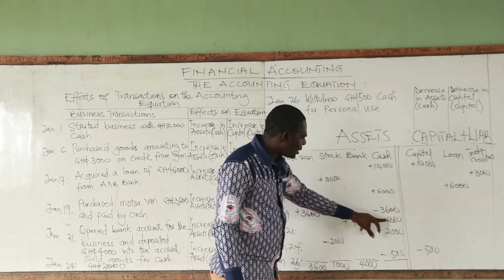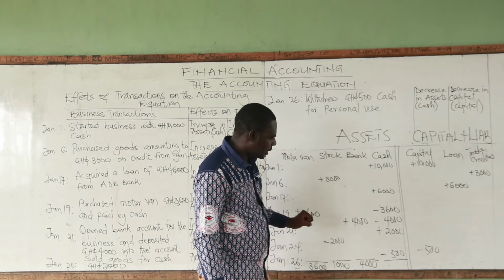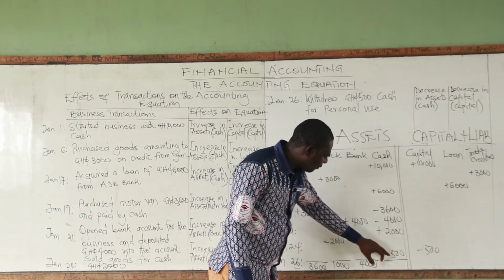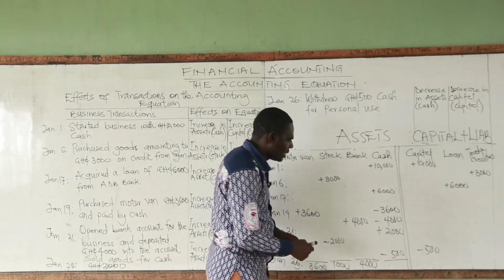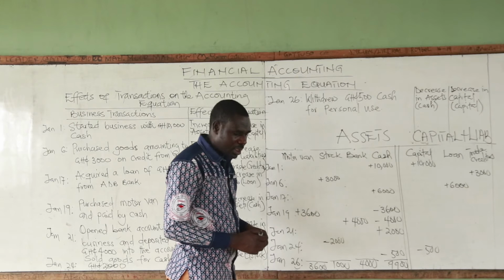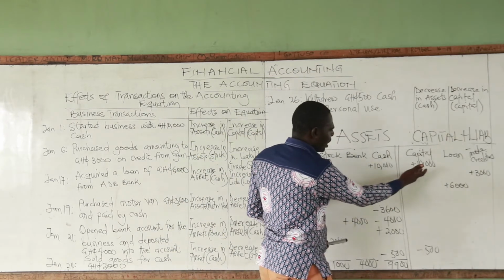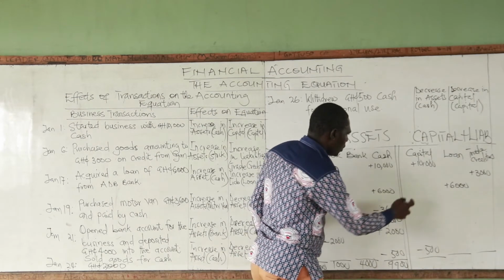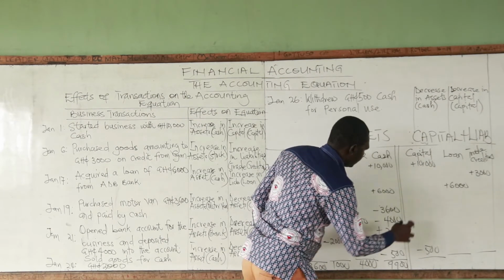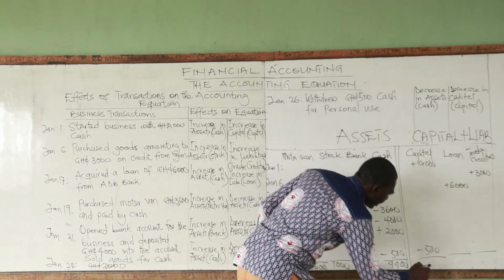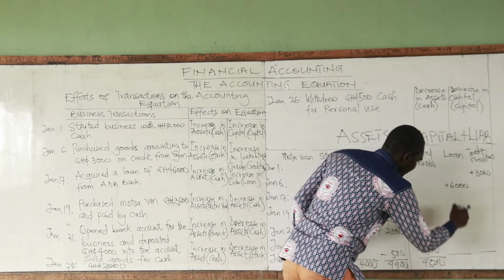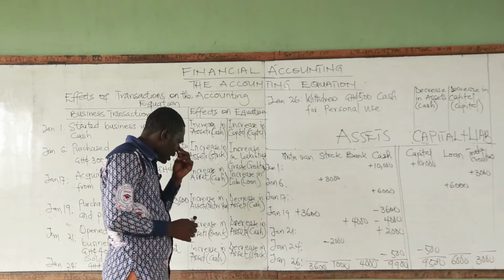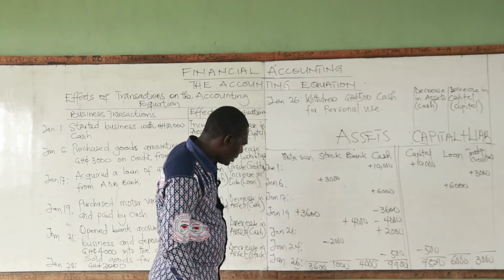When we deduct 7,600, we are going to get 8,400. We add 2,000, we get 10,400. Minus 500, we are going to get 9,900. Okay. So when we come here, we have capital. We have 10,000 here minus 500, giving us 9,500. Then we have 6,000 and we have 3,000. Okay. So let's see if our answer will be correct.